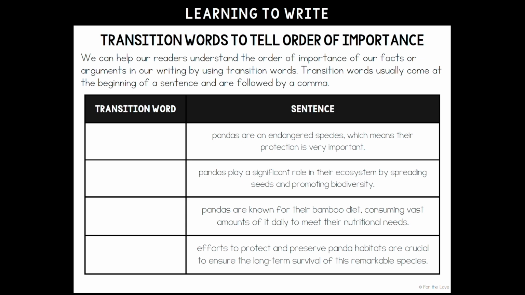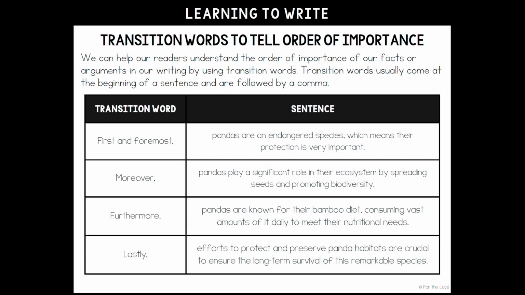So here I have part of a sentence and students need to add the transition word to turn it into a complete sentence. You will want to provide your students with a list of transition words that show the order of importance, or you can do this activity with them. Students are not going to know this, so they're going to need direct instruction from you before they can apply it. Here is a sample answer key.